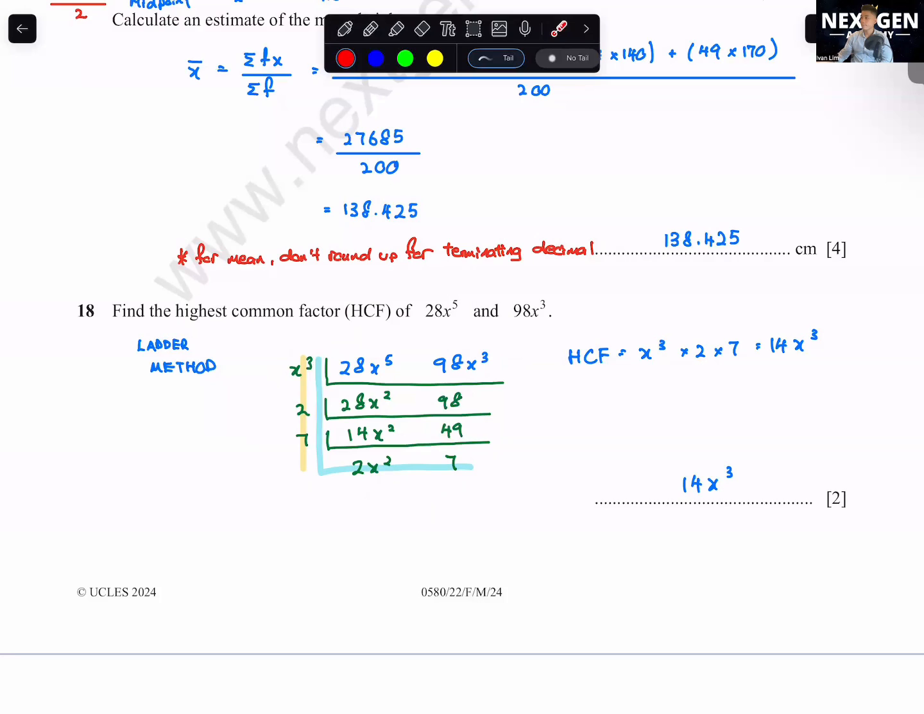14 times x cubed also can. The working here, actually no marks. 1 mark, 14, x cubed, 1 mark.